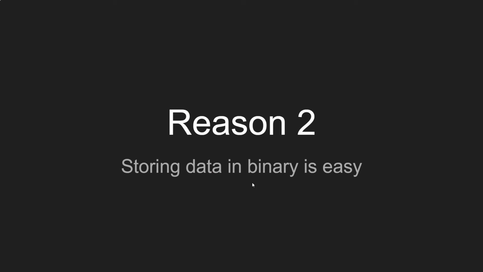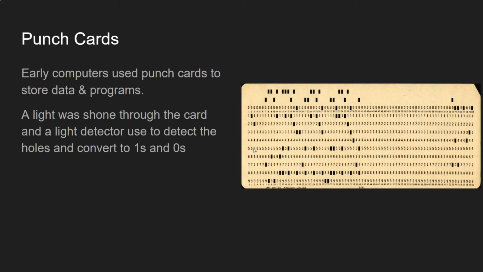Reason number two is that storing data in binary is also incredibly easy. In fact, before we even invented computers, they were storing data in binary format. When the Industrial Revolution happened and they were setting up the looms to make all these different textiles, they often used large punch cards which programmed the looms to make different patterns. And then when we got into the 19th century, these punch cards were taken up and used by the first computer manufacturers.